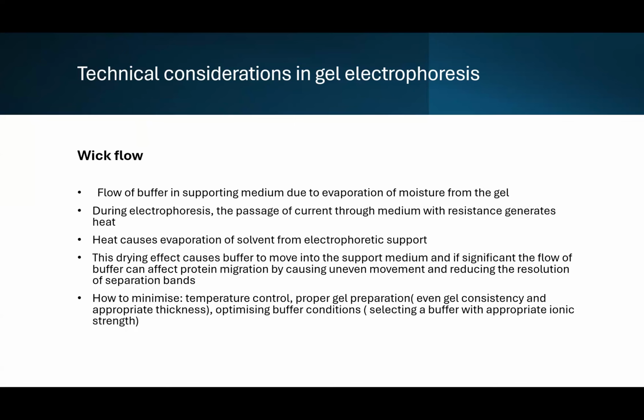How can we minimize this? Again, temperature control is really important. So we talked about temperature control when we used high voltage, when we used buffers with high ionic strength, and now also for weak flow. All of these are the causes, so it is really important that we have a strict temperature control during electrophoresis. Proper gel preparation also is important. So the gel consistency should be even. It should have an appropriate thickness. And also buffer conditions should be optimized to help prevent weak flow.